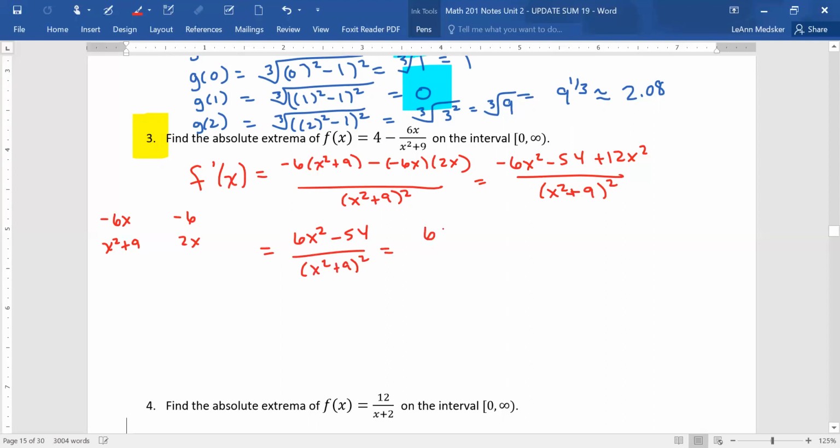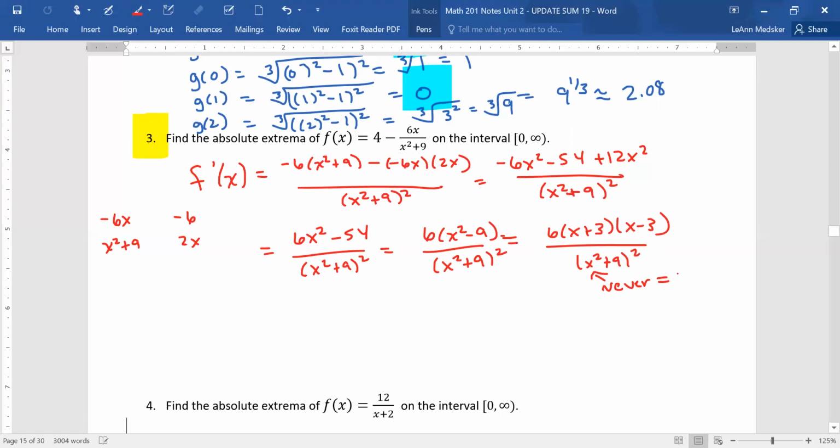And I'm going to go ahead and factor out that 6 on top. That makes x squared minus 9. That is not the same thing as x squared plus 9, so please don't reduce that. This is an x plus 3 and an x minus 3 on top, and this one is non-factorable because it's only going to factor with imaginary numbers. So this guy is never going to end up being 0 on the bottom.